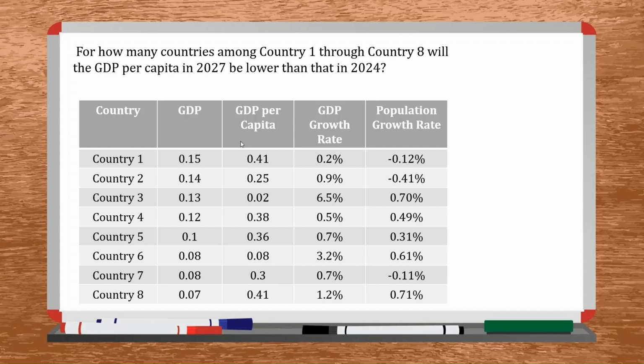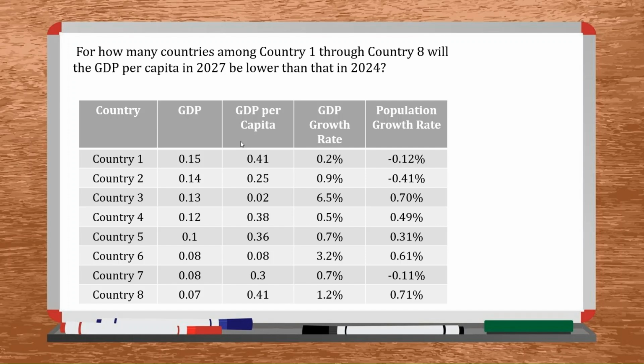Next I have, for how many countries among country 1 to 8 will the GDP per capita in 2027 be lower than in 2024? As you know, the GDP per capita is GDP divided by population. So if my GDP, the numerator, is rising and my population, the denominator, is decreasing, therefore I can say that for country 1, its GDP per capita is going to rise because my numerator is increasing and my denominator is decreasing. Next, I can also do the same for country 2 and country 7. So 1, 2, 7 are definitely ones I need not calculate.